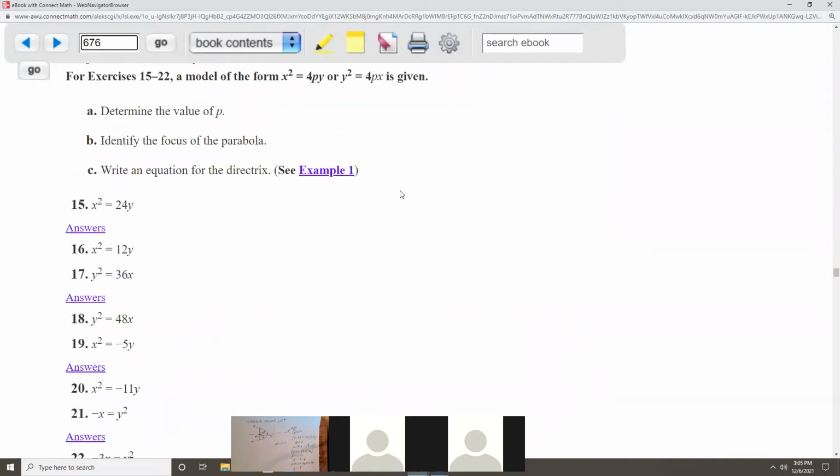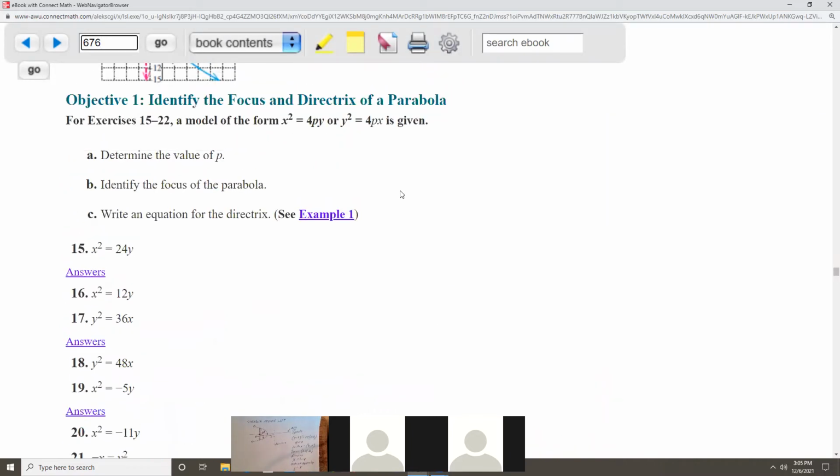All right, let's go down and see if we can do a couple of problems here. Problem number 16. For these problems, it says A, determine the value of p. B, identify the focus of the parabola. C, write an equation for the directrix. So it really comes down to knowing the equations, the different forms for the different parabolas. That has been the case for the other conic sections. So problem number 16, we have an equation of a parabola, x squared equals 12y.